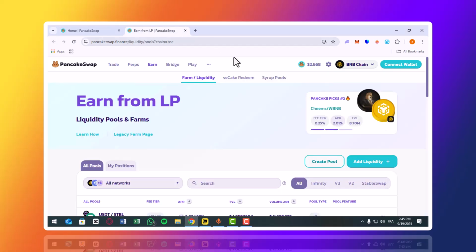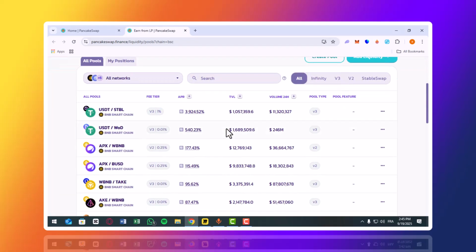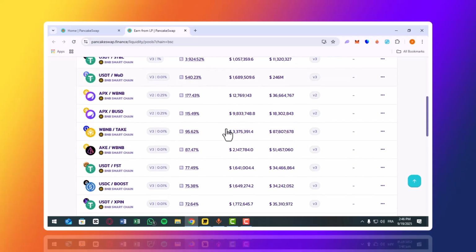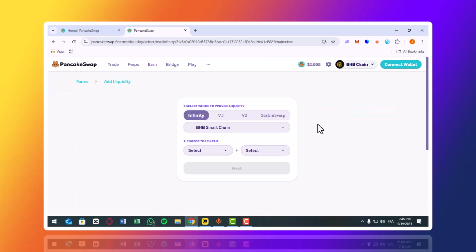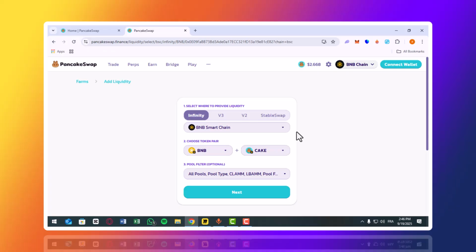Next, pick the tokens you want to farm with. Popular choices include stablecoin pairs like USDT and USDC, or tokens with high liquidity like Ethereum or Matic. Deposit your chosen tokens into a liquidity pool. This means you're providing funds for other users to trade with, and in return, you'll earn fees and rewards.